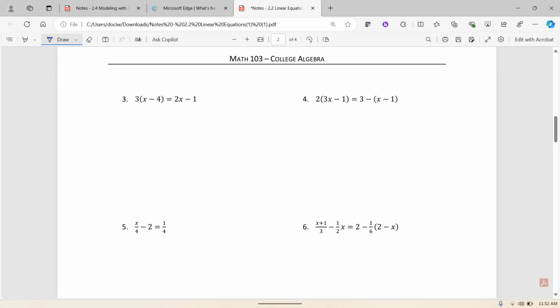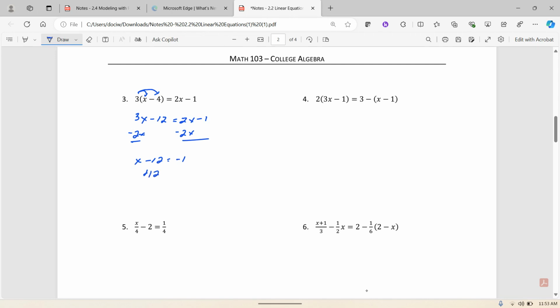So let's carry on. At this point, it becomes an order of operations scenario. 3 times x minus 4, that 3 is going to be distributed to both the x and the minus 4. So the 3 times x is 3x, and 3 times negative 4 is negative 12. There's nothing to do yet on the right-hand side. Now I'm going to subtract 2x from both sides. x minus 12 equals negative 1.